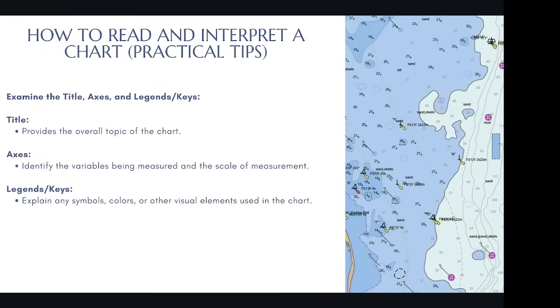Examine the title, axis, and the legend's keys. I have here the title. This provides the overall topic of the chart. The axis: identify the variables being measured and the scale of measurement. Legends and keys: this explains any symbols, colors, and other visual elements used in the chart.